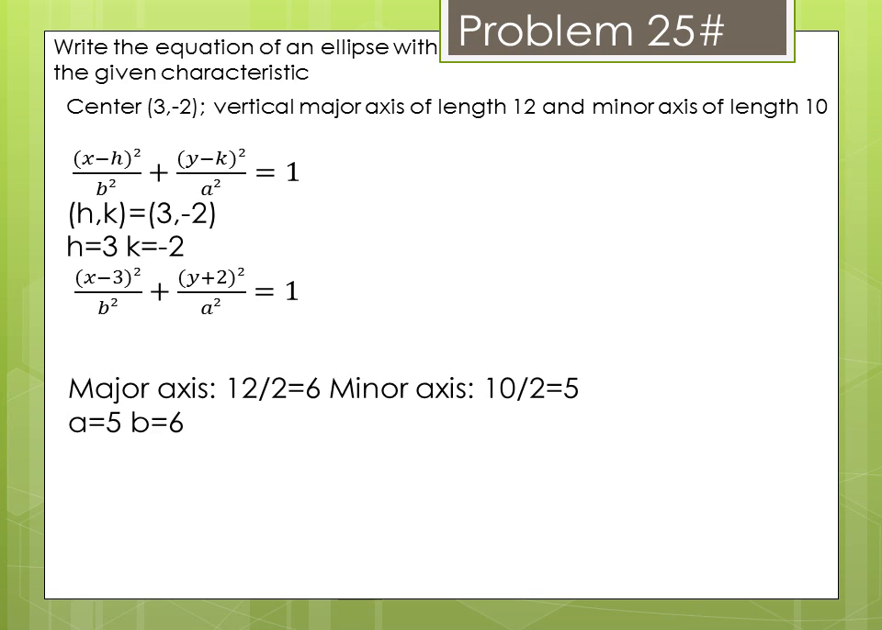So we now know that our major axis is going to be 12 and our minor axis 10, and we divided this by 2. And we now know that a is going to be equal to 5 and b is going to be equal to 6. Now to find a squared, we just square a and we square b to find b squared, giving us a squared is equal to 25 and b squared is equal to 36. X minus 3 squared over 36 plus y plus 2 squared over 25 is equal to 1.